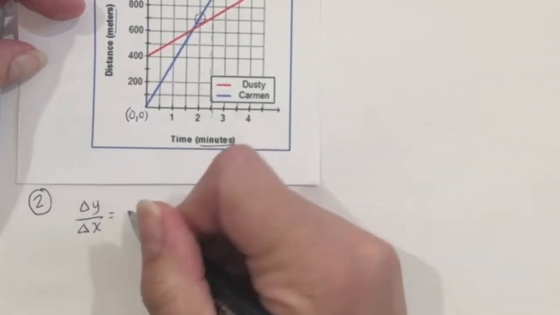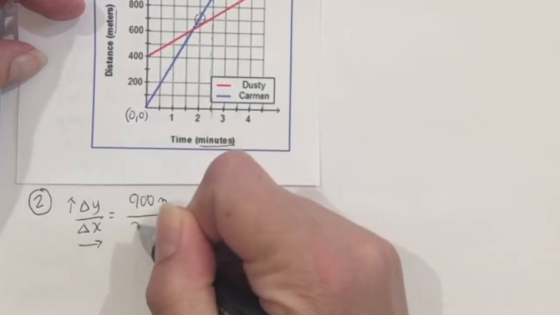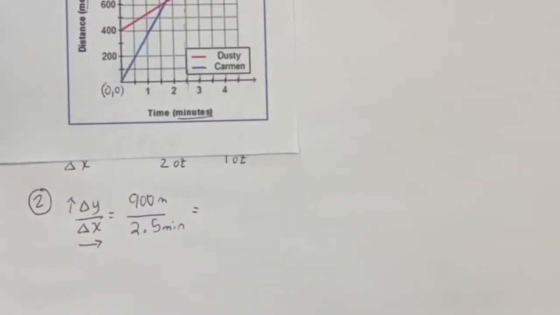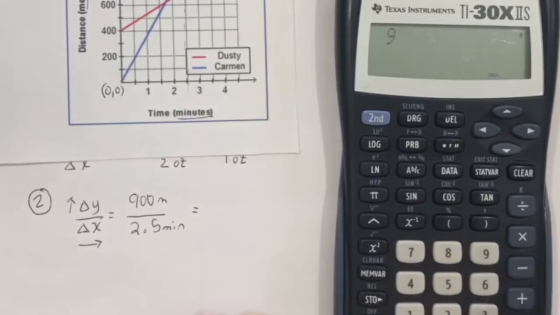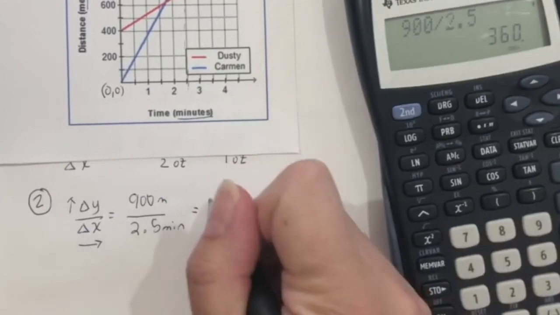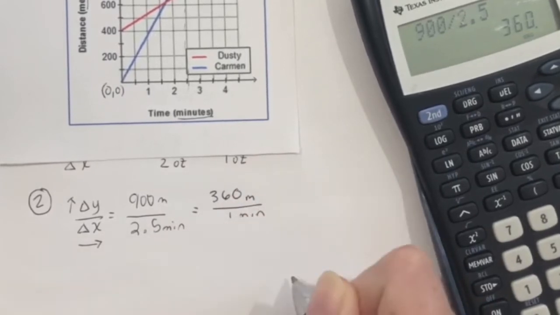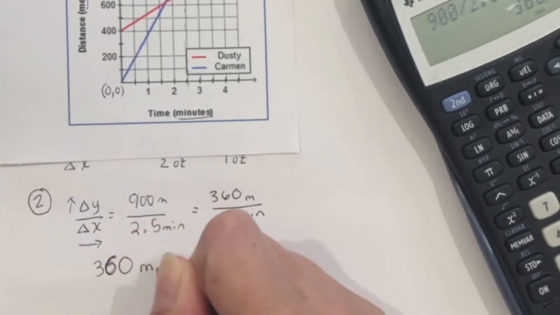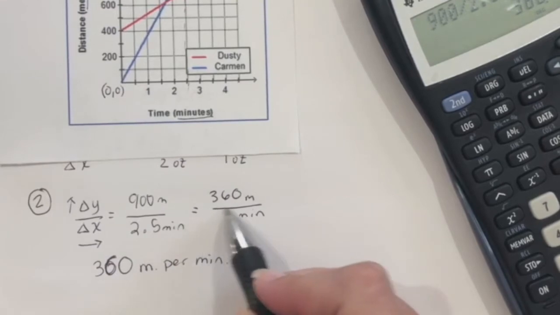Okay, so the change in y, how far up we went, divided by how far over. We went up 900 meters, divided by 2.5 minutes. And let's use our handy dandy calculator. And that is 360 meters per 1 minute. And we can write that as 360 meters per minute, like that too, because the line there means per.